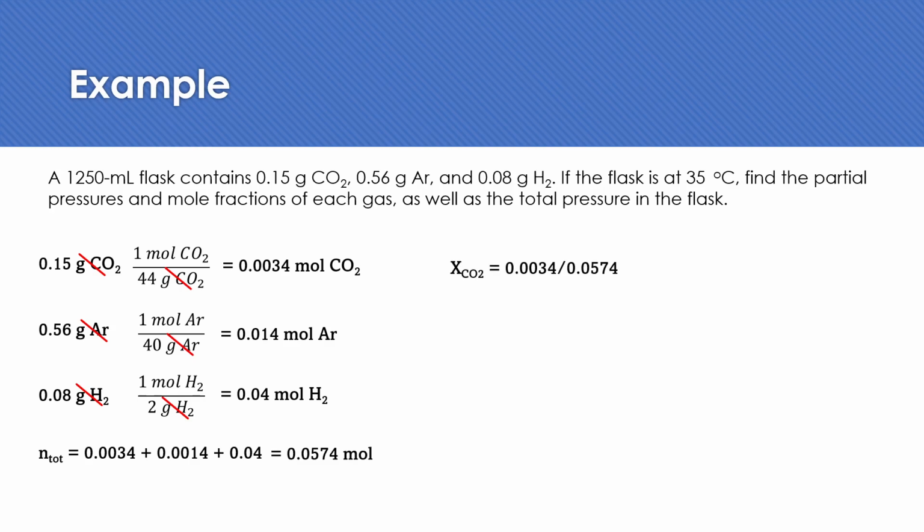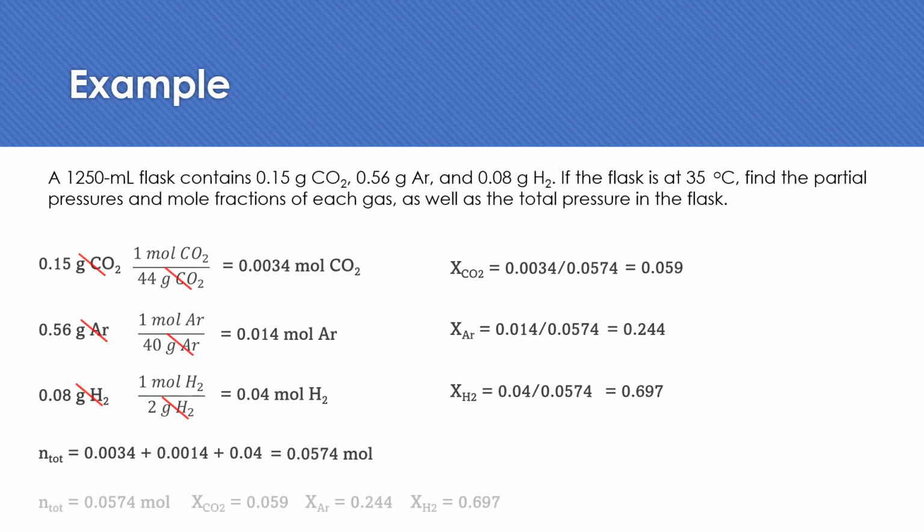the mole fractions. So the mole fraction of carbon dioxide is the moles of carbon dioxide divided by the total moles, or 0.059. For argon, same thing, 0.244. And hydrogen, same thing, 0.697. Cool. So there's my mole fractions. So let's move this down.